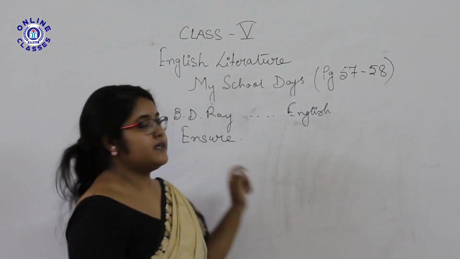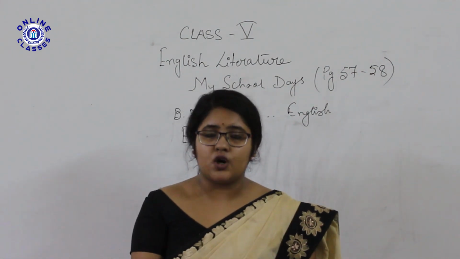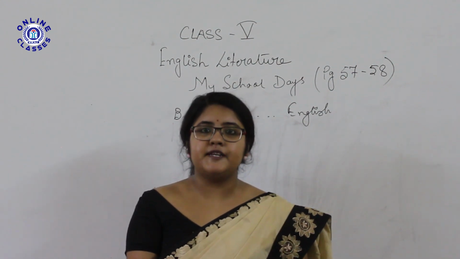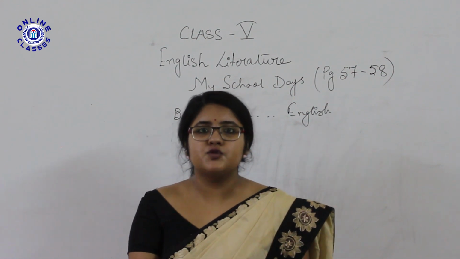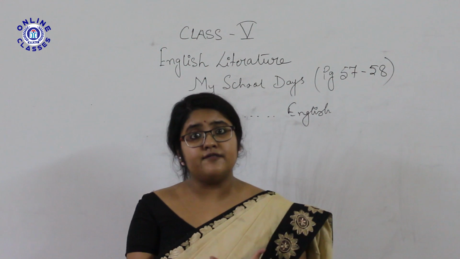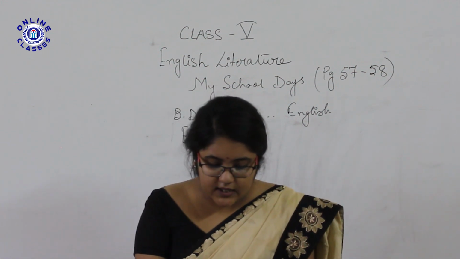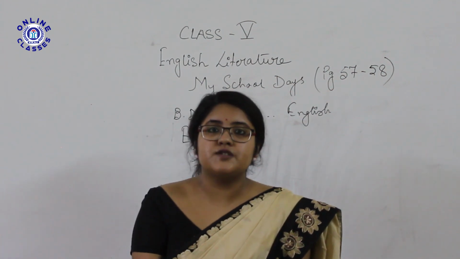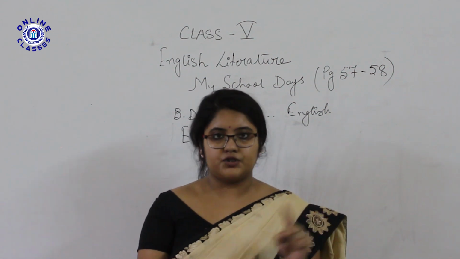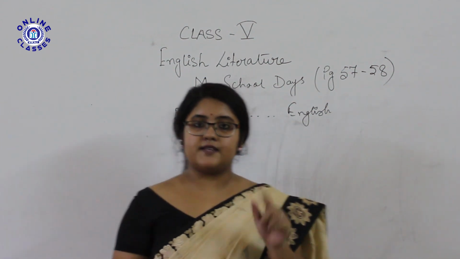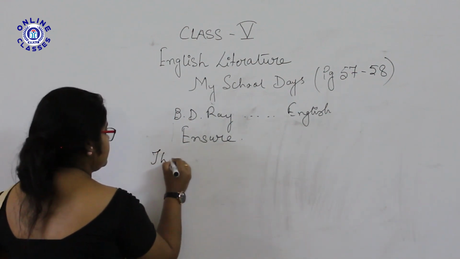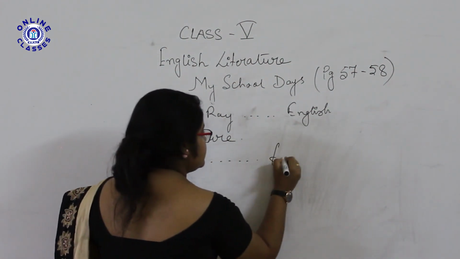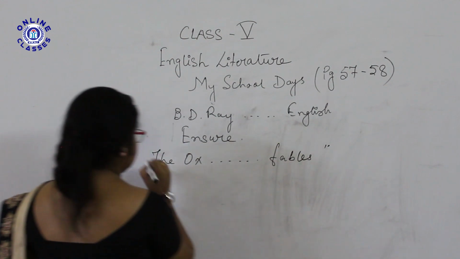Okay. So what does the word ensure mean? That means to make sure that all of the students would pronounce good English. That means B.D. Roy wanted all his students to pronounce and to speak English very fluently. One day he told us the story of the ox and the frog from Aesop's fables. Now underline the full portion, the ox and the frog from Aesop's fables. Okay?